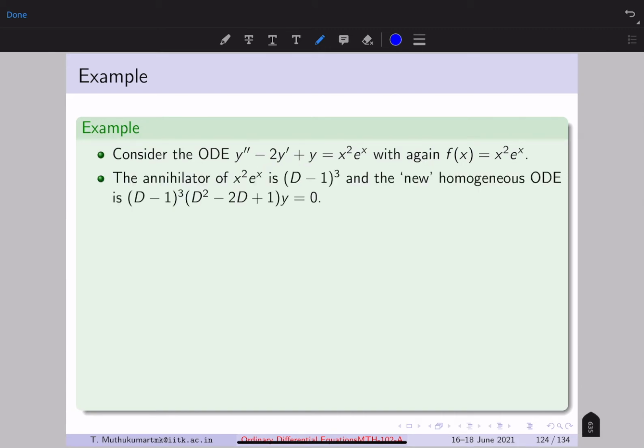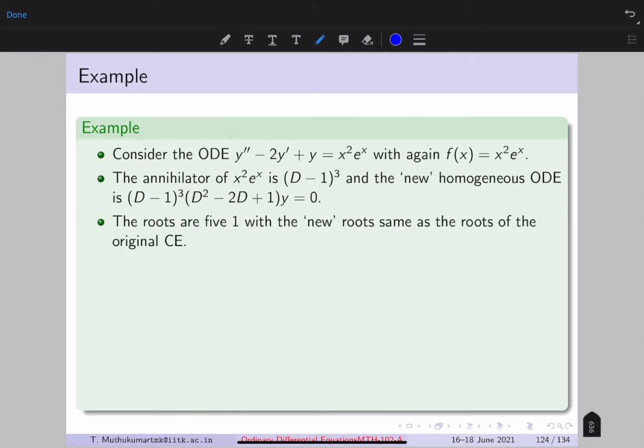As we always do, look for the annihilator, which is (D minus 1) cube. So you have a second degree here and a third degree here, so it's a fifth order ODE of constant coefficients. So what are the roots? You already have 3 ones coming from here, and 2 ones coming from this. So you have 5 roots, which are repeated roots, 1.